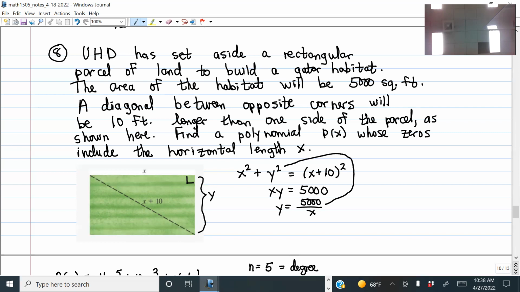So in the first equation, I don't have to write Y anymore. I can write 5,000 over X. So I get X squared plus (5,000 over X) squared is equal to (X plus 10) squared, which by the way is X squared plus 20X plus 100, right? Now, Ravi, that is not a polynomial equation because why is that not a polynomial equation the way it's written?